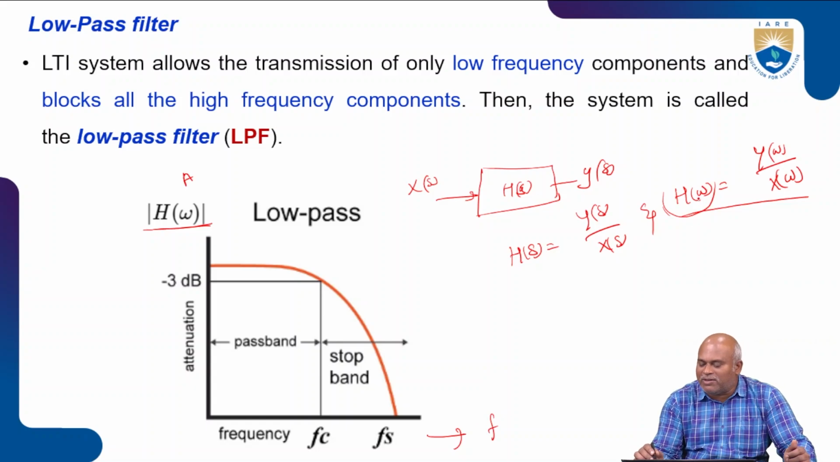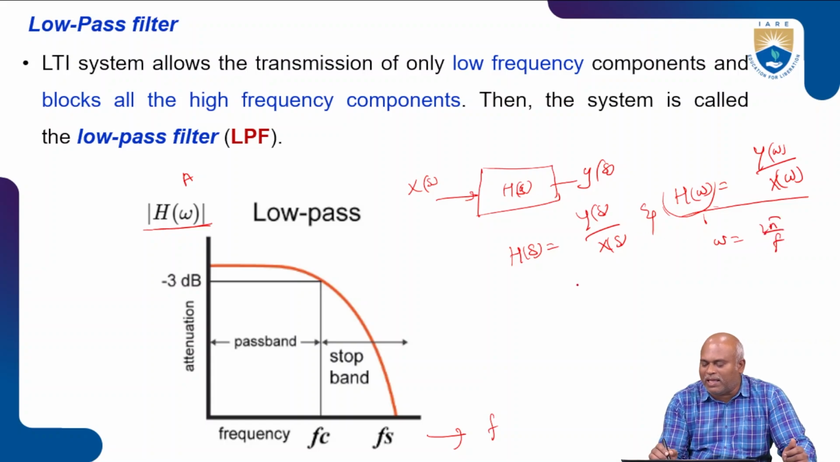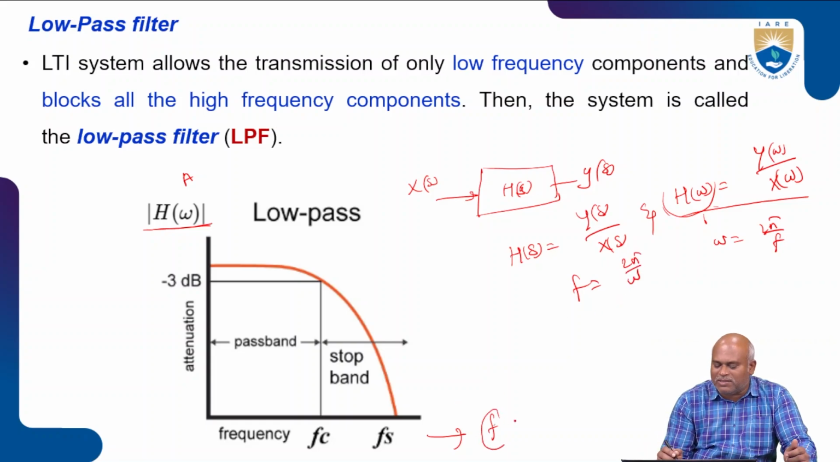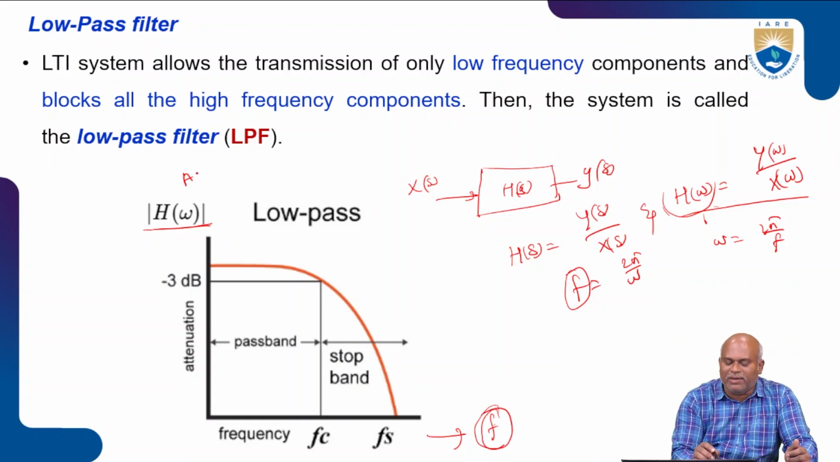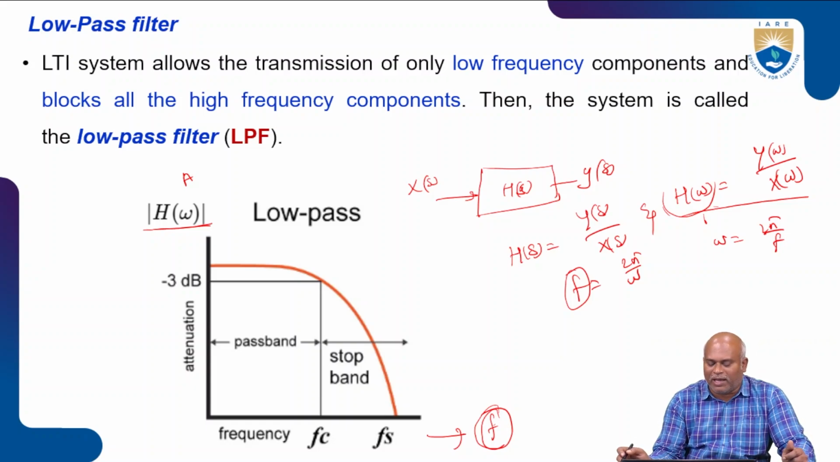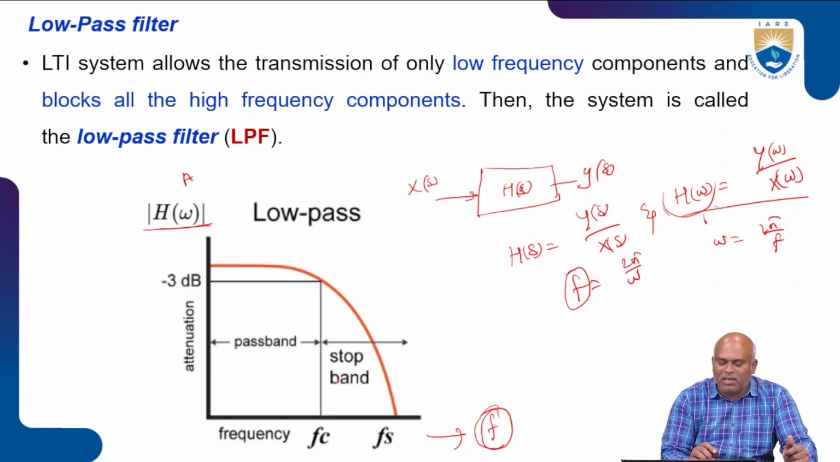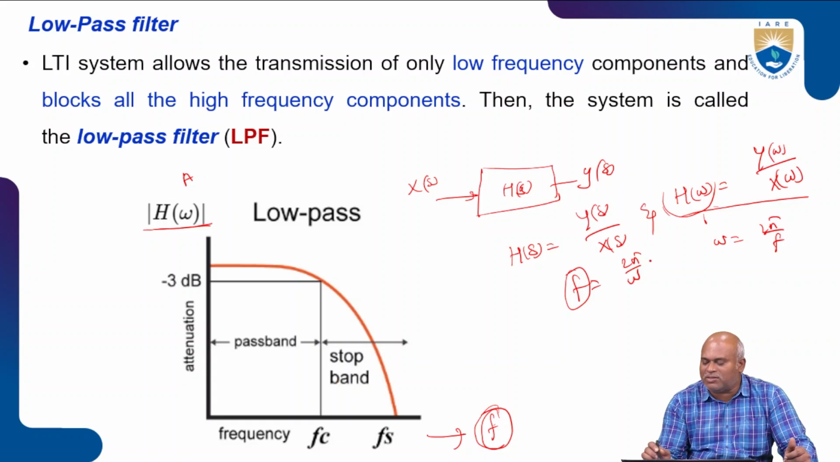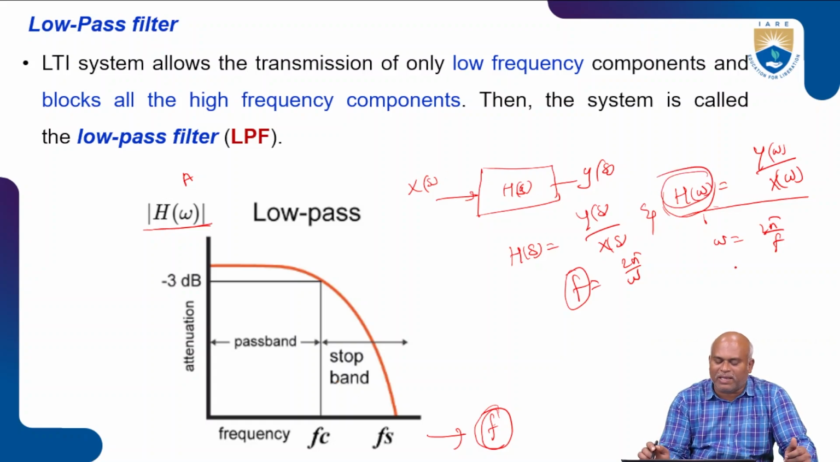Then the frequency omega is represented as omega equal to 2 pi by f. Now I need f, that is 2 pi by omega, I should write. So this is the frequency response. Based on omega I represent the frequency on the x-axis, and on the y-axis I take the amplitude value, represented as mod of H of omega.